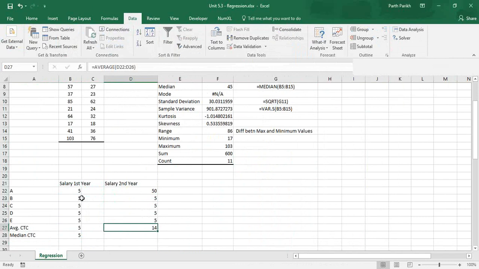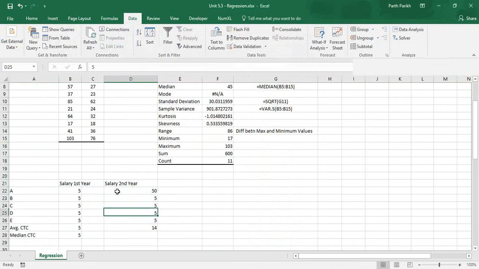But 14 is an incorrect number because most of the people are getting 5 as CTC. Only one person is getting 50. So when I am projecting this number as the average CTC, it is high because only one person is getting a very high CTC. So it's called an outlier. An outlier doesn't fit in the range. But when I'm doing the average, it will take the outliers into consideration as well.